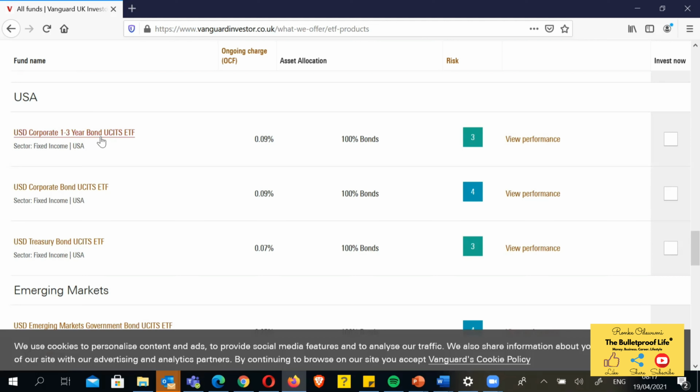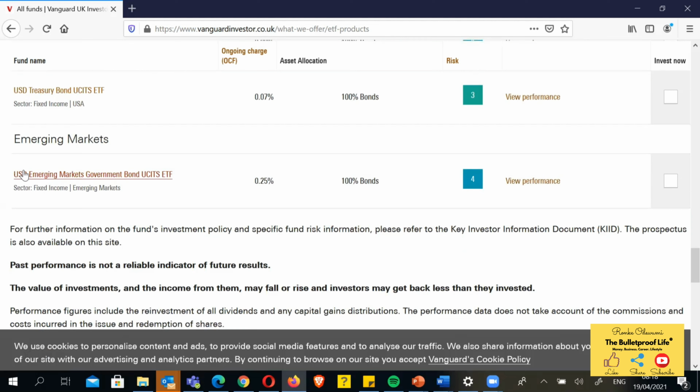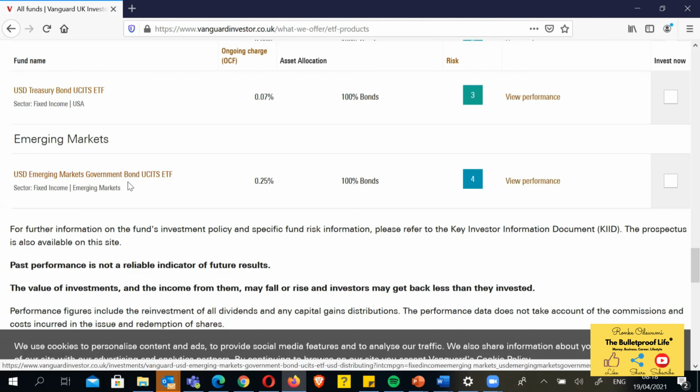Now, a US corporate 1 to 3 year bond is a bond that ties you in for that period of time. So if you're buying a 3-year bond, it ties you in for 3 years. That's how long your money stays in there. And then you've got the USD Treasury bond, where you're lending your money to the US government. And then emerging markets, where you are really lending your money out to governments in Africa and Asia.